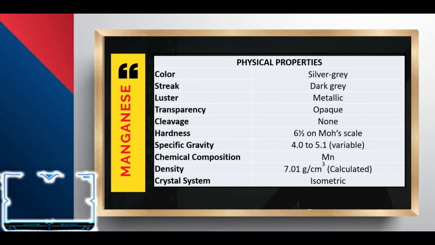Physical properties of manganese: color, silver gray; streak, dark gray; luster, metallic; transparency, opaque; cleavage, none; hardness, 6.5 on Mohs scale; specific gravity, 4.0 to 5.1; chemical composition, Mn; density, 7.01 grams per cubic centimeter; crystal system, isometric.